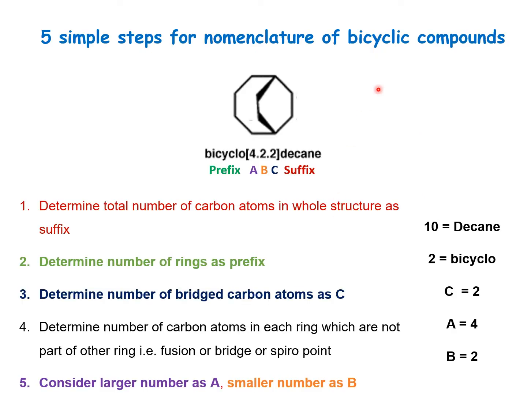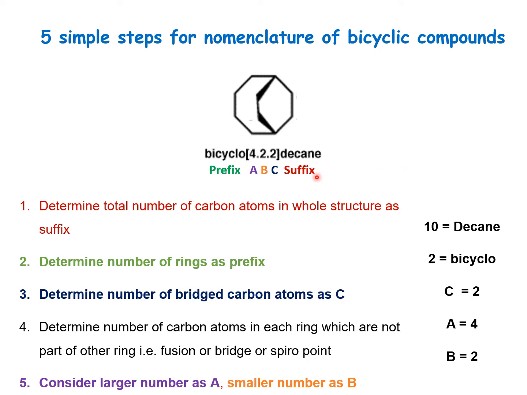Starting with the simplest, suppose we need to name this compound. Unless it is substituted, we don't even need to number this compound. We just need to do counting. So this compound is a bridged compound and you can see there are two carbon atoms which are bridged in between these two fused carbon atoms.